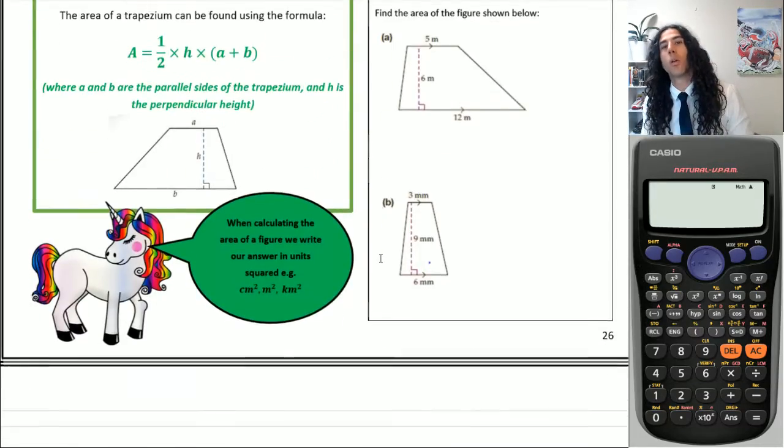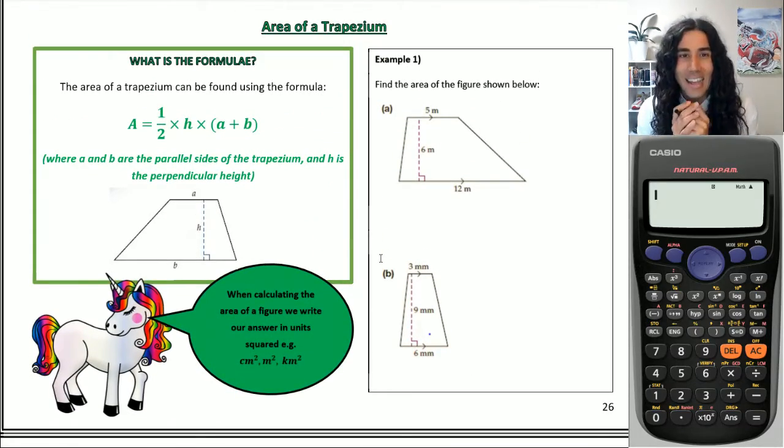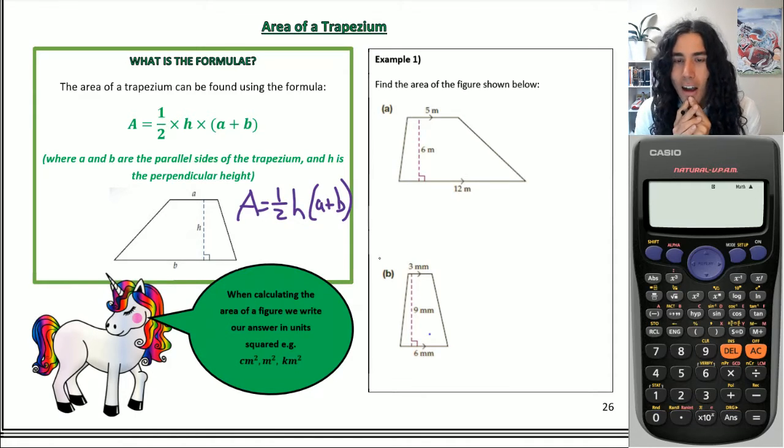So, take our time. Look at this formula here. Area equals half times the height times the a plus b. Wow. Okay, so we can write that without the times because it looks complicated like that. So area equals half height a plus b. Please write that. If you want to write it with the times, you can, but I think it's easier without the times and just understand that you have to times.